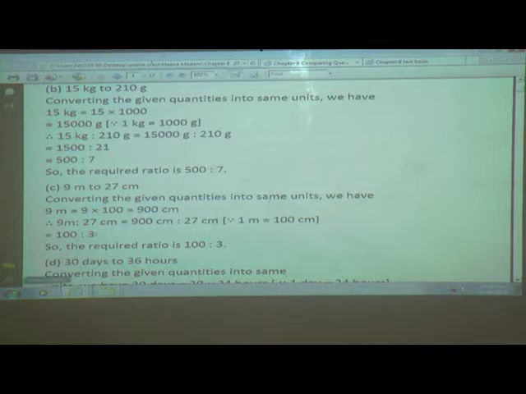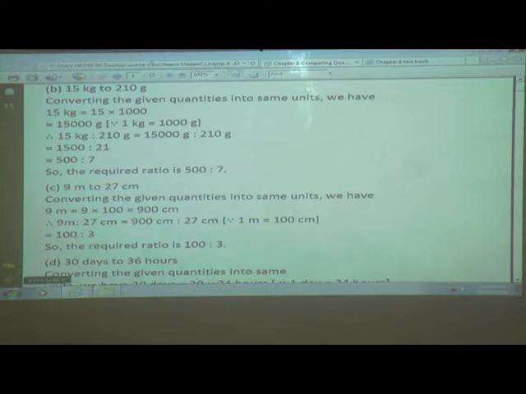So 9 meter ratio 27 centimeter becomes 900 centimeter ratio 27 centimeter. This can be written in the form of a fraction, that is 900 upon 27. It will be reducible, so we try to reduce it. After the reduction we get 100 ratio 3.